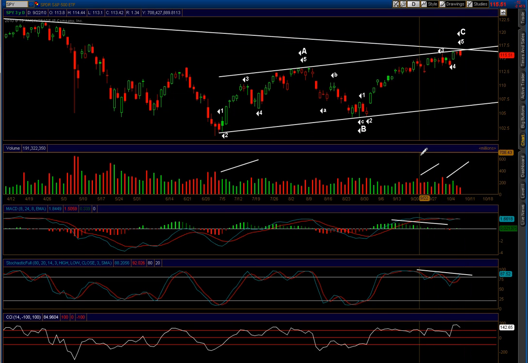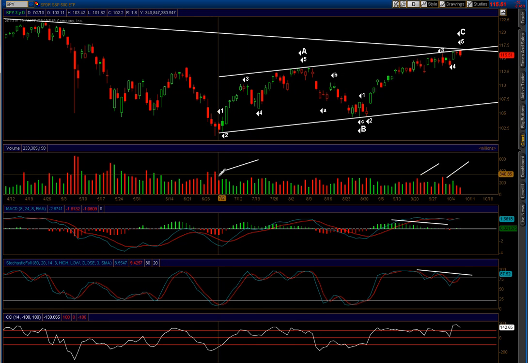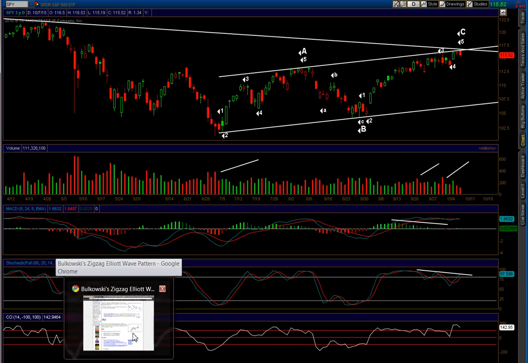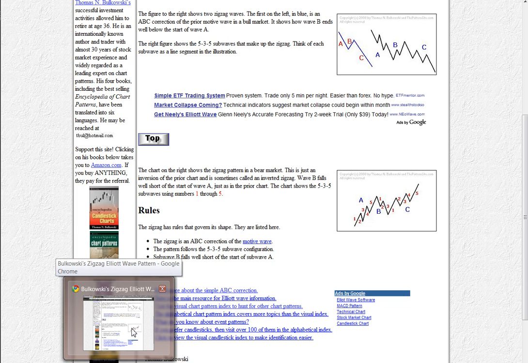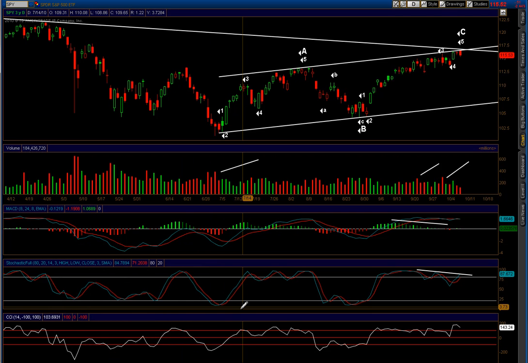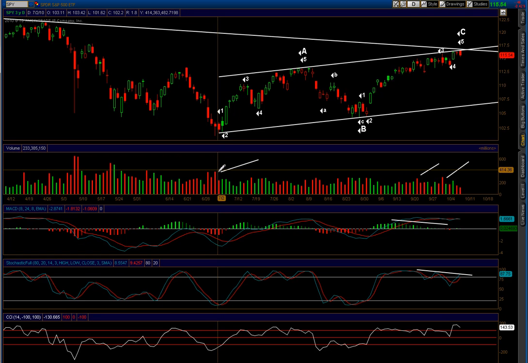Now you can see this pattern on a site that I go to very often. It's actually this one right here, where you'll be able to see some of the rules and what you should be looking for. I'll put the link to that later on, so you guys can check it out and read a little bit about it.